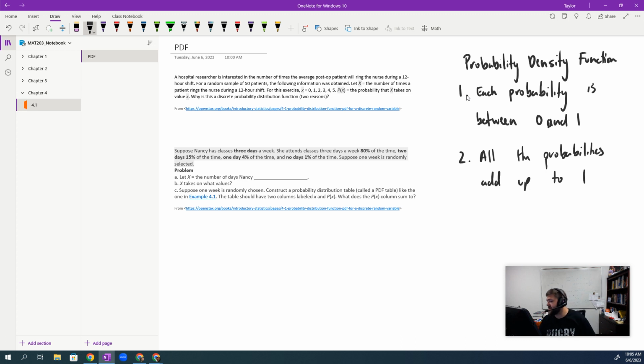Let's take a look at an example. A hospital researcher is interested in the number of times the average post-op patient will ring the nurse during a 12-hour shift. For a random sample of 50 patients, the following information was obtained. Let X be the number of times a patient rings the nurse during a 12-hour shift. For this exercise, X is 0, 1, 2, 3, 4, or 5.